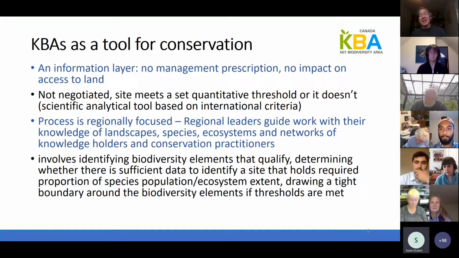Next point. So the process in a nutshell, and we have tons of webinars available online and short videos that can bring you through the technical process of how to identify a KBA, but it involves identifying biodiversity elements that qualify under the different standards, determining whether we have sufficient data to identify a site that holds the required proportion of a species population or an ecosystem extent, drawing a tight boundary around the biodiversity elements if the thresholds are met. So it's a bit of an iterative process to see, is this place a key biodiversity area, gathering up all that data, getting as much input from experts as possible, delineating it, and then just double checking to make sure that those thresholds are still met. Next.